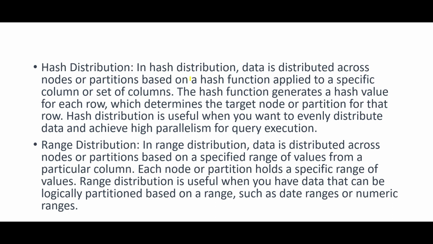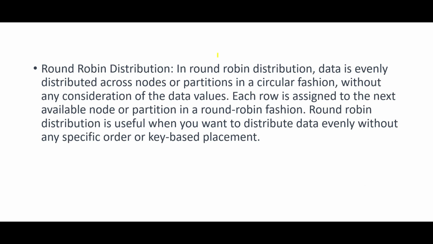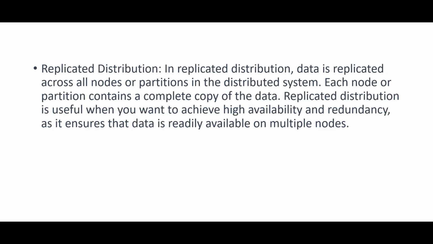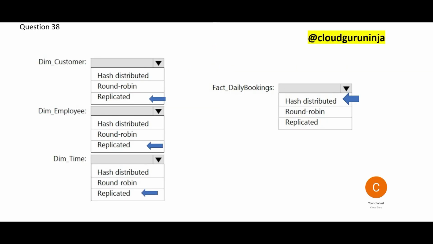So different types of distribution: hash distribution if you want even distribution across nodes for high parallelism; range distribution, so each node will hold a specific range; round robin means if there are 5 nodes, it will send the data in order to these 5 nodes. Again, the target is to evenly distribute. Replicated, for small tables we can use replicated. It will make them highly available and redundant. So these would be our final answers.